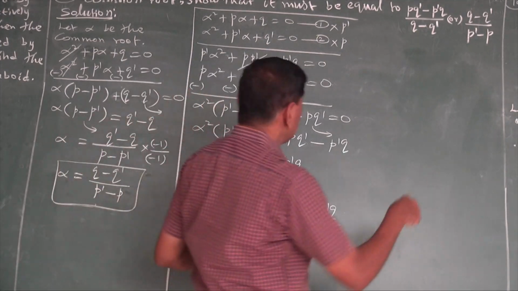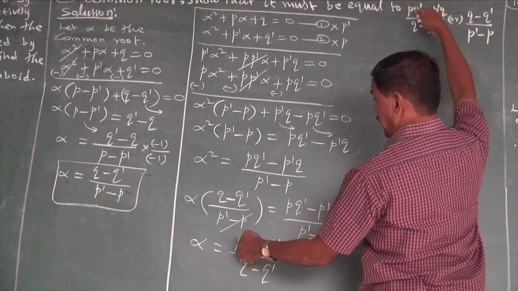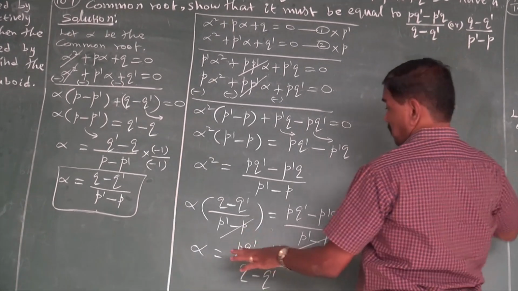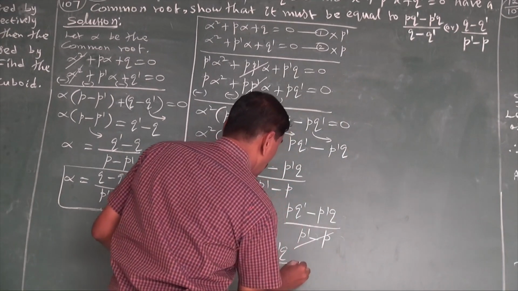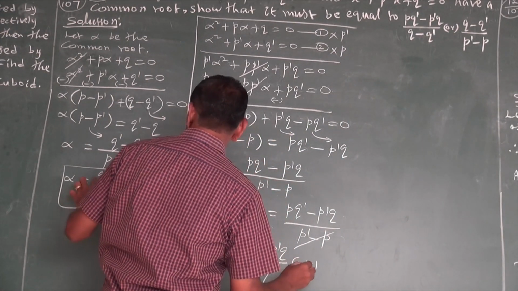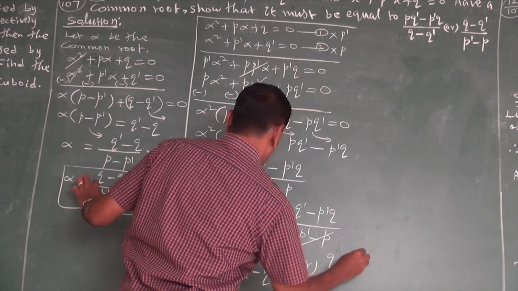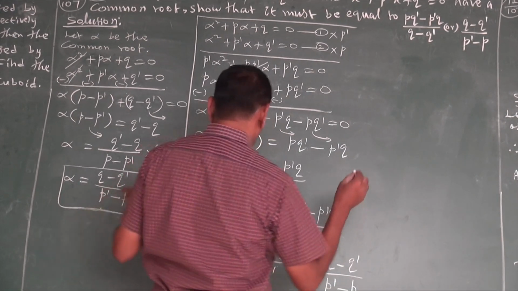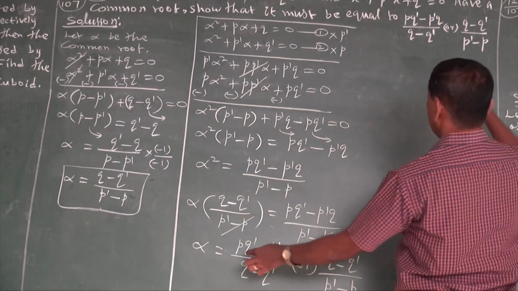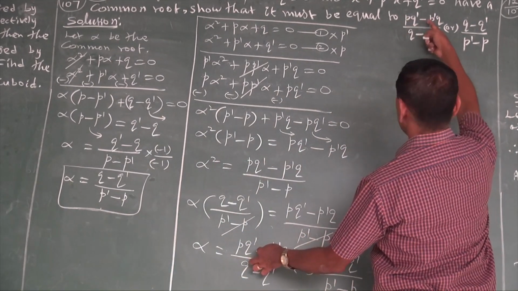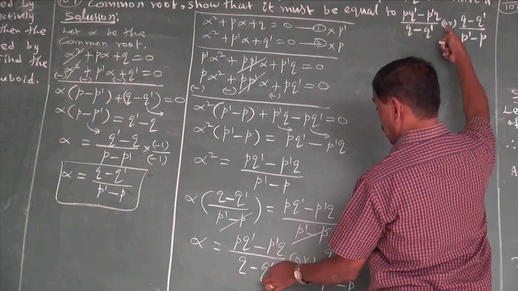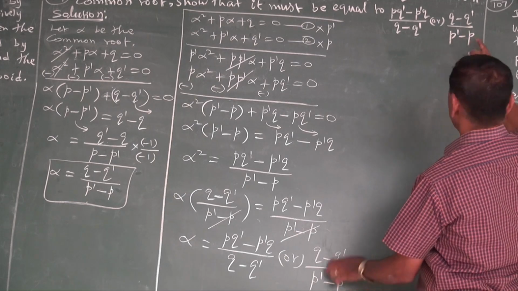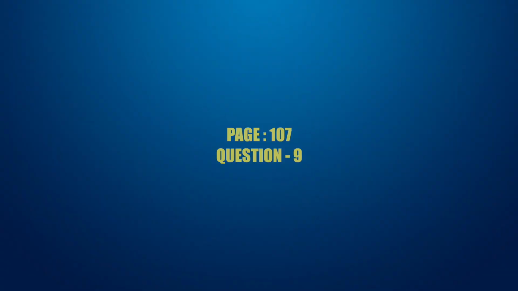Okay, verify your answer. The first answer is (pq' minus p'q) divided by (q minus q'). So alpha is equal to the first answer or the second one. The second answer is (q minus q') divided by (p' minus p). Again verify. So alpha must be (pq' minus p'q) divided by (q minus q'), or (q minus q') divided by (p' minus p). So the required answer is completed.